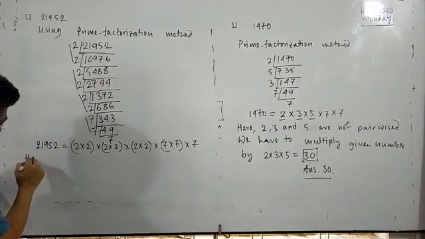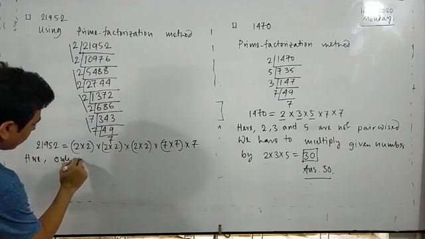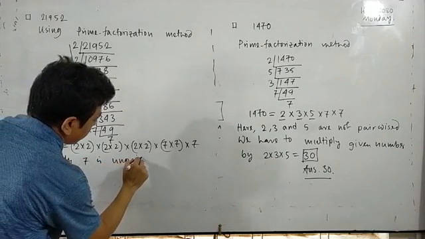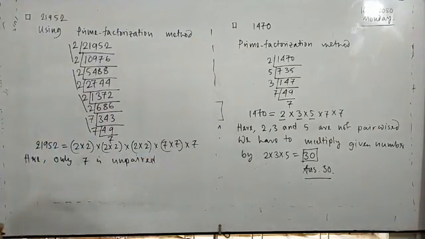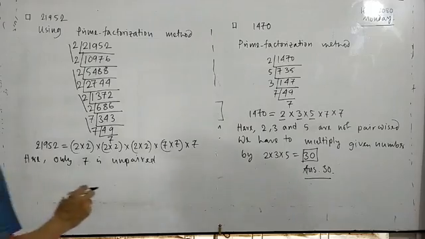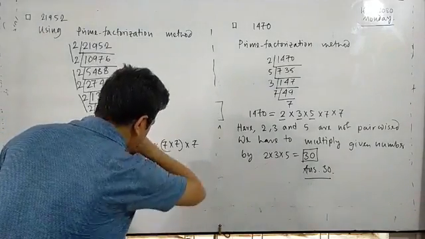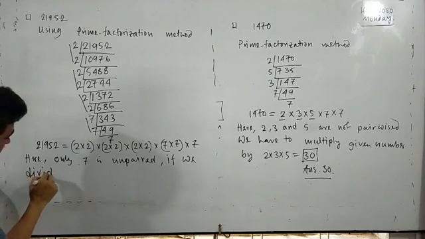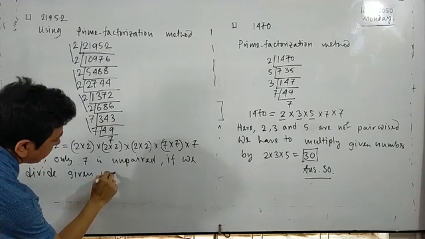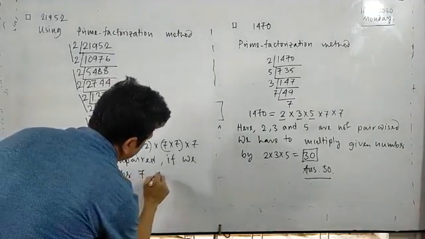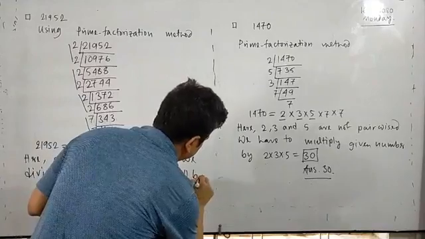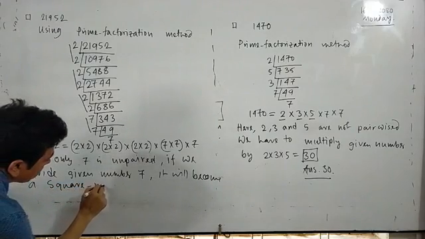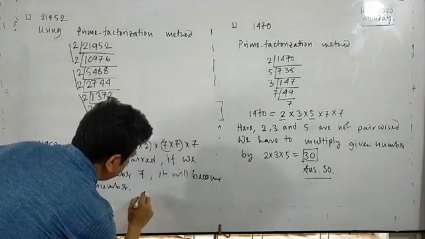So here we can write only 7. Only 7 is unpaired. So if we divide the given number by 7, it will become a square number. The answer is 7.